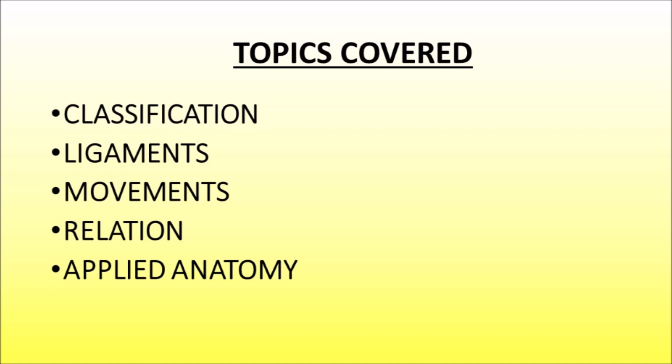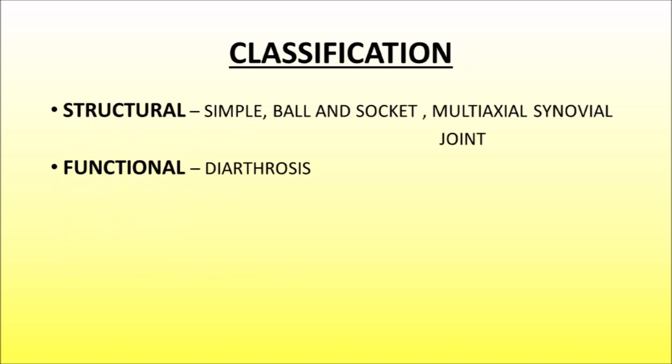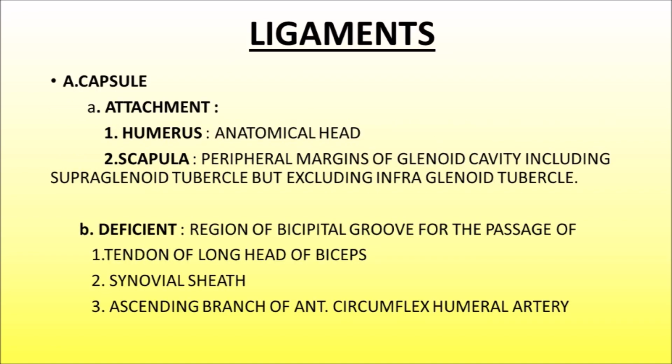Now, I'll be telling you how the descriptive format of the essay regarding the glenohumeral joint must be written. It should include all these sections, which are classification, ligament, movements, relation, and the most important section, which is the applied anatomy. Now, let us start with the classification. The glenohumeral joint is structurally a multi-axial ball and socket synovial joint and functionally it is diarthrosis. What does diarthrosis mean? Diarthrosis basically means a freely movable joint that allows movement in all possible directions.